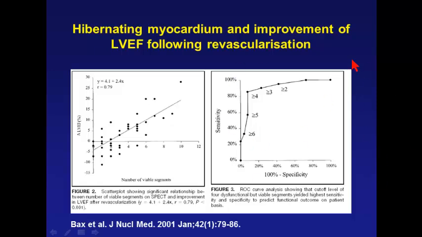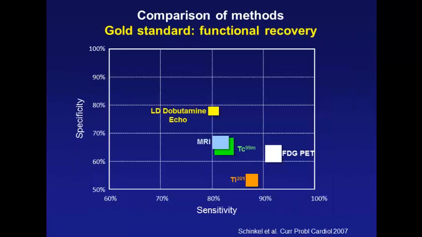One important aspect was that the extent of hibernation must reach a certain level to improve function after revascularization. In this 17-segment model, it turned out that 4 segments, quite a lot, should be affected to justify revascularizing the patient. This is a very high bar to justify revascularization.